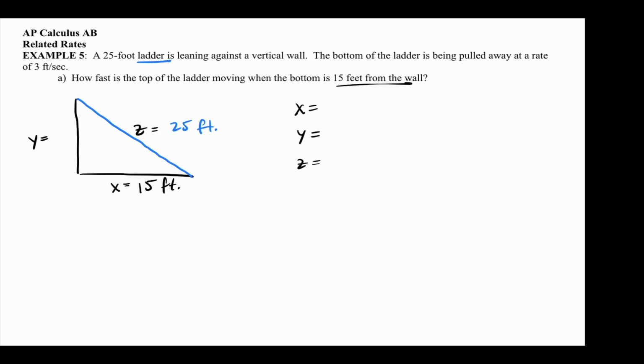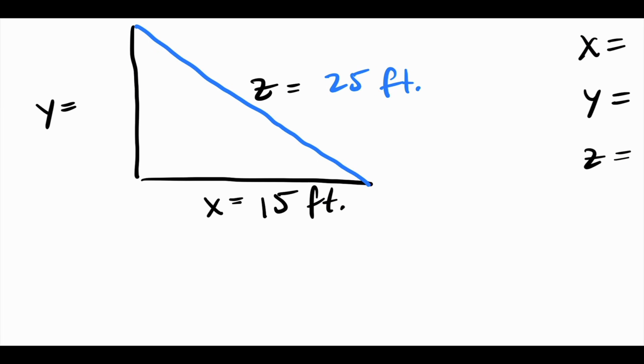So it says a 25-foot ladder is leaning up against a vertical wall. Okay, so Y is the wall. Z on mine, I label it in blue, is the ladder. The ladder is 25 feet. The bottom of the ladder is being pulled away at a rate of 3 feet per second. The bottom of the ladder is right here. It's being pulled away, so it's going that way, at a rate of 3 feet per second.